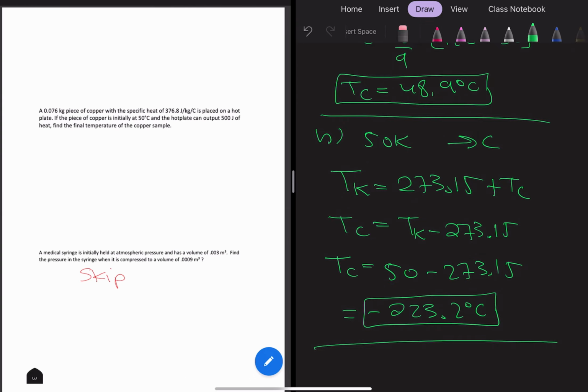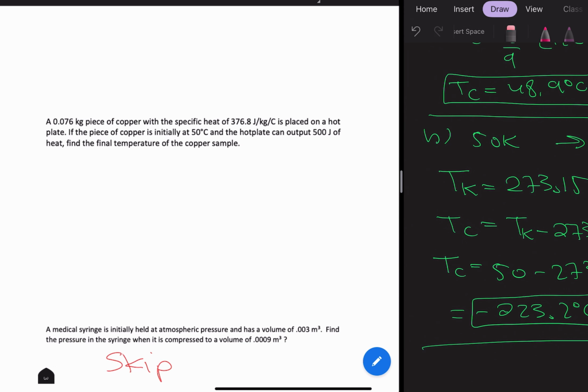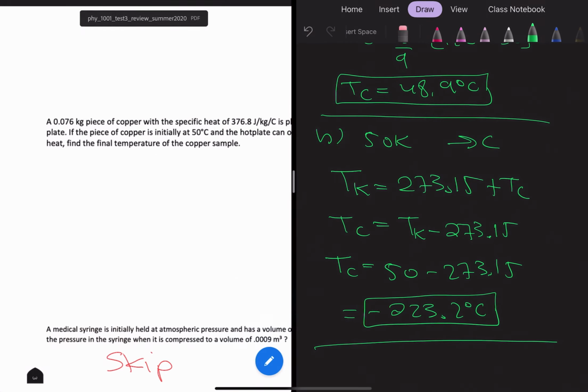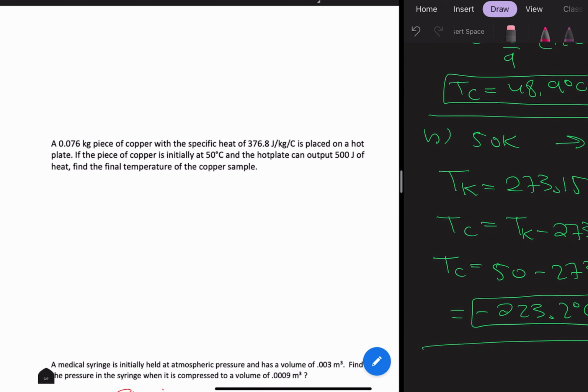Alright, so go ahead and try this next one here. It says a 0.067 kilogram piece of copper with a specific heat of 376.8 joules per kilogram per degree Celsius is placed on a hot plate. If the piece of copper is initially at 50 degrees Celsius and a hot plate can output 500 joules of heat, what is the final temperature of the copper sample? Go ahead and pause, try to solve this, and when you're ready, unpause.